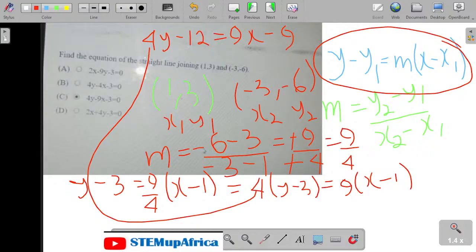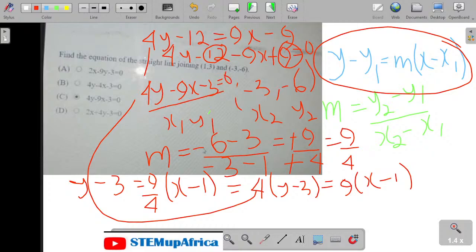So we have to arrange the equation to look like the way it's arranged in the options. So that means my right hand side is 0. That means I need to transfer 9x and minus 9 to the left hand side. That will give us 4y minus 12 minus 9x plus 9 is equals to 0. So I can add minus 12 to plus 9. That will give us a minus 3. So our answer should be 4y minus 9x minus 3 is equals to 0, which is option C. The person got this one correctly. Let's go to the next question.